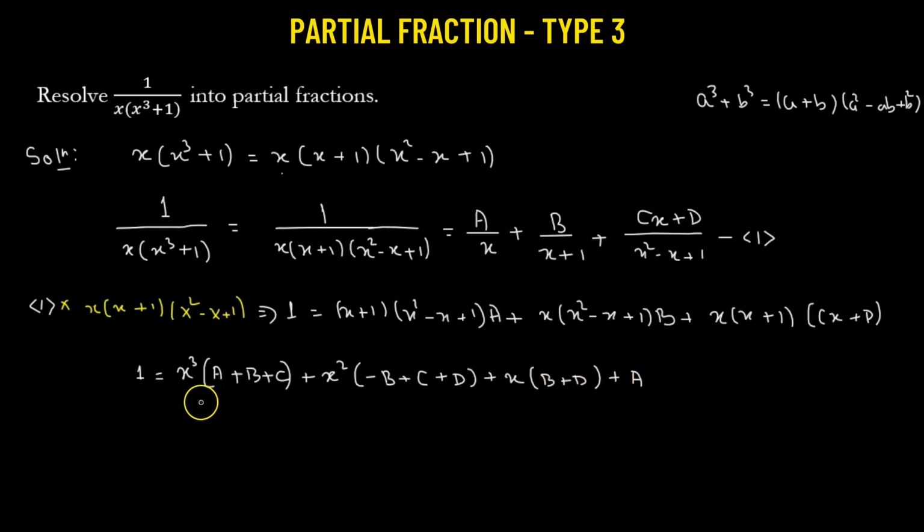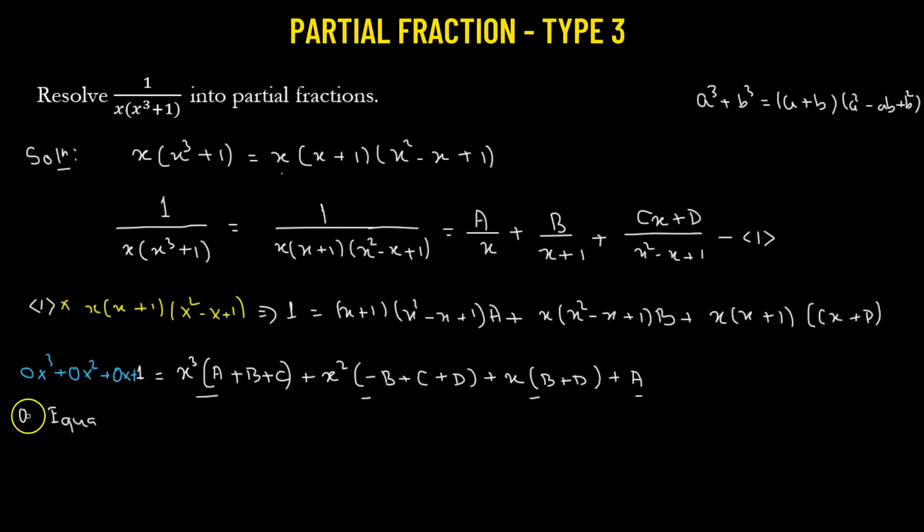Now, as we can see, we have four terms on the right hand side. The first term contains x cubed, the second term contains x squared, the third term contains x, and the fourth term is a constant. On the left hand side, we only have one constant term. So we can rewrite the left hand side as 0 times x cubed plus 0 times x squared plus 0 times x plus 1, such that we have four terms where the first, second, and third are 0. This is done so that we can equate both sides.